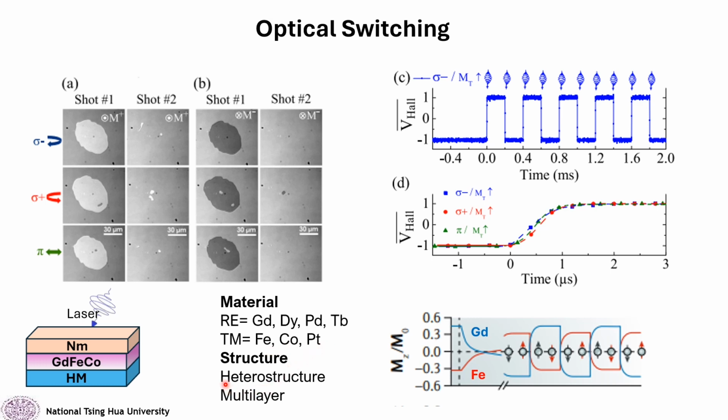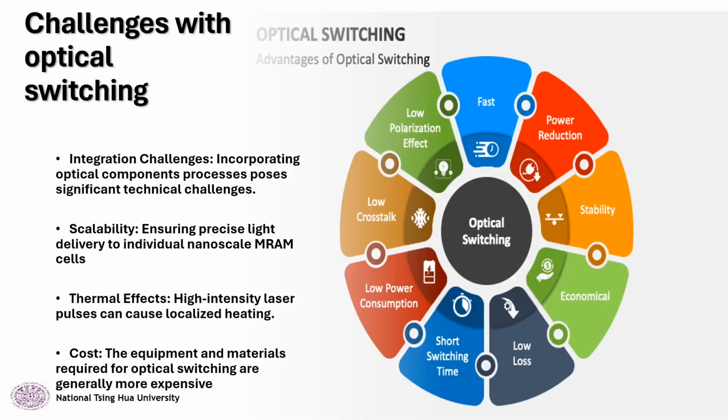The structure we have to consider is the heterostructure or the multi-layer. They are now known for optical switching. There are many advantages with optical switching, like low crosstalk and low power consumption, but there are also some challenges, like integration challenges. It's very difficult to integrate with CMOS devices.